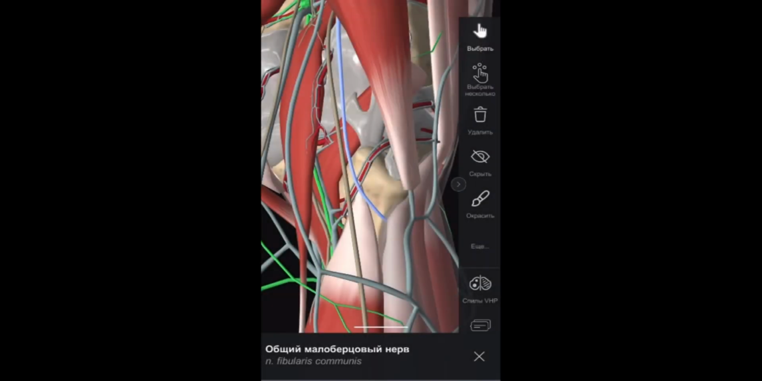The common peroneal nerve runs from the proximal apex of the popliteal fossa to its lateral side. The common peroneal nerve is located under the medial edge of the biceps femoris muscle, between it and the lateral head of the gastrocnemius muscle, spiraling around the head of the fibula, being covered here only by fascia and skin.